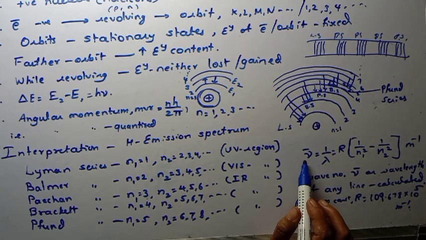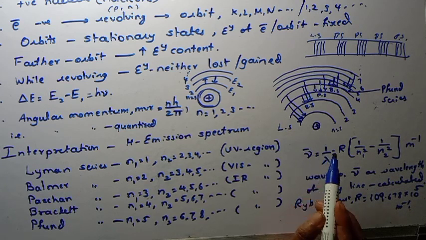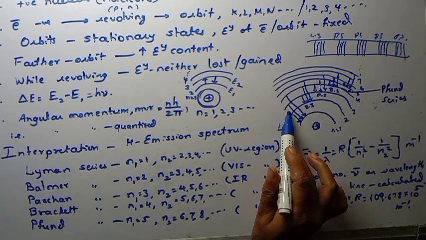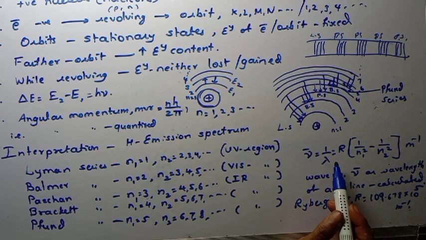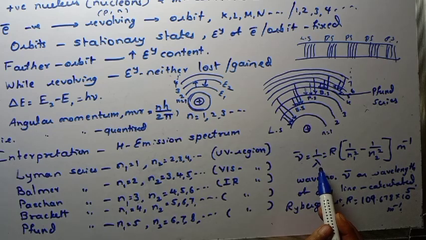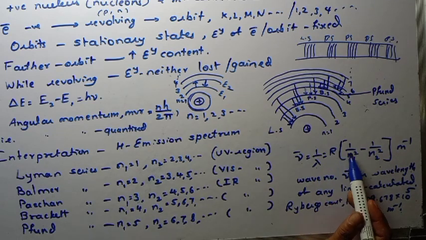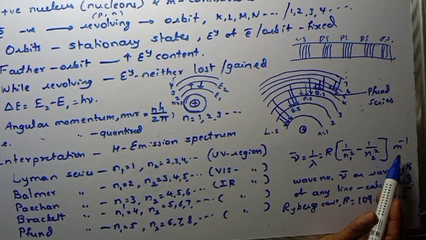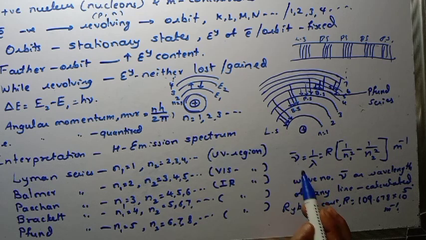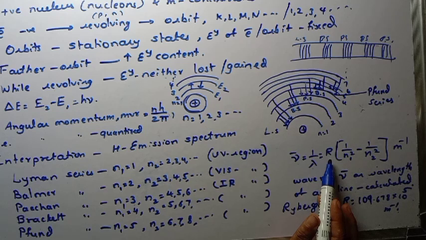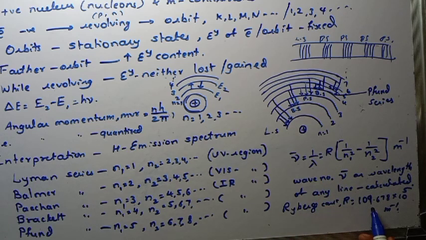So with this experiment we can determine or calculate the wavelength lambda, or the wave number, of any line. You can calculate the wave number of that radiation by the equation: nu bar, which stands for wave number, is equal to 1 by lambda, which is equal to R into (1 divided by n1 square minus 1 divided by n2 square), in terms of per meter. So nu bar is the wave number and lambda is the wavelength. R is the Rydberg constant, and it is equal to 109.678 into 10 raised to 5 per meter.